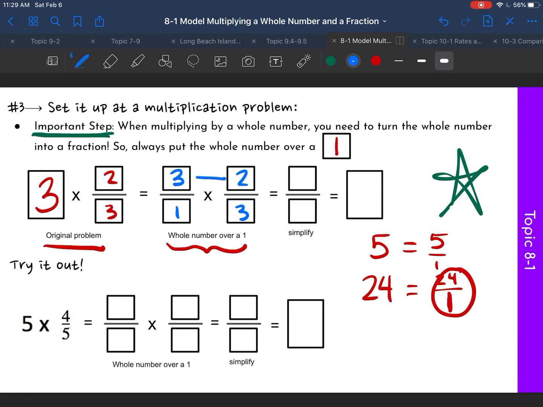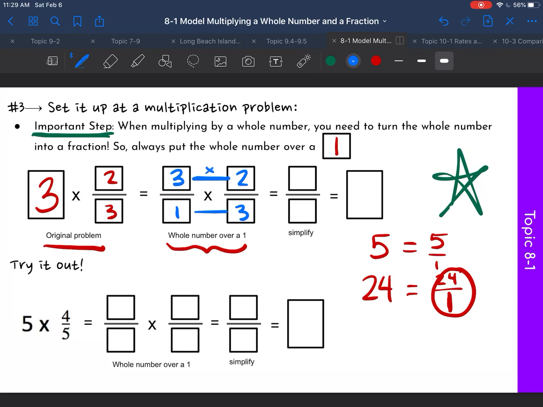And this is what we do, guys. We just multiply straight across when we do multiplication with fractions. So this is different than adding and subtracting fractions because you do not need common denominators when you multiply fractions. This is pretty cool, okay? You just multiply straight across.